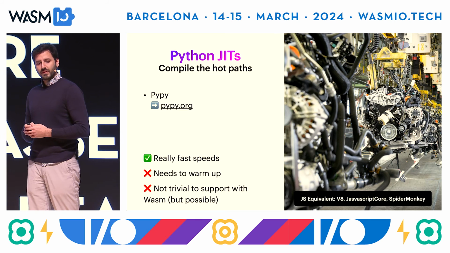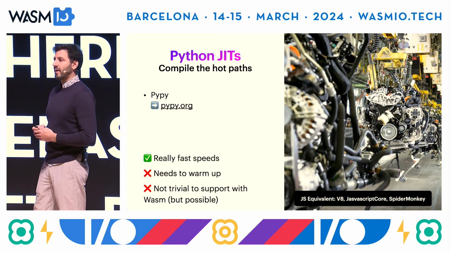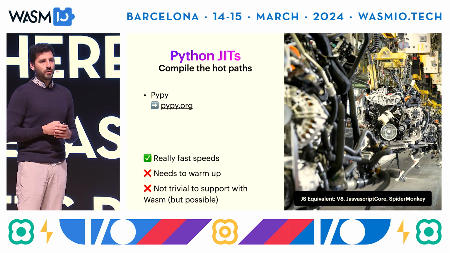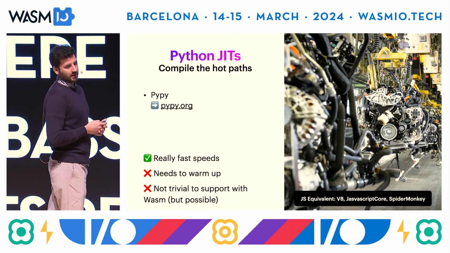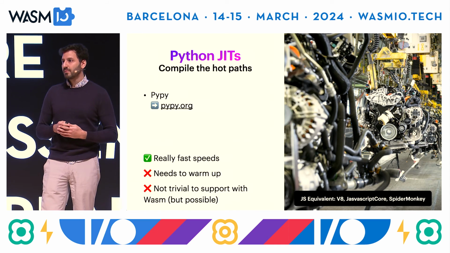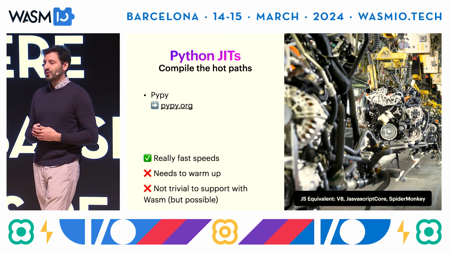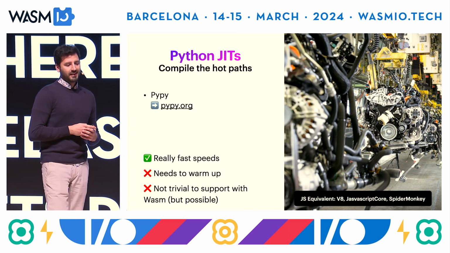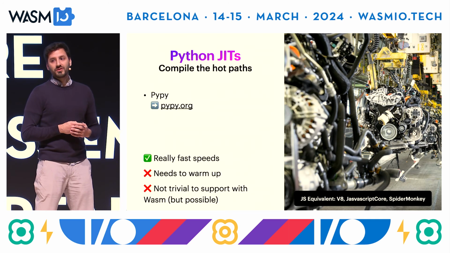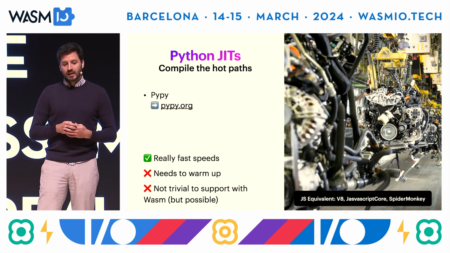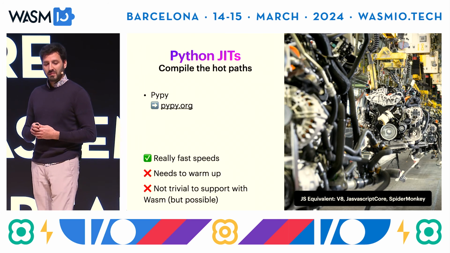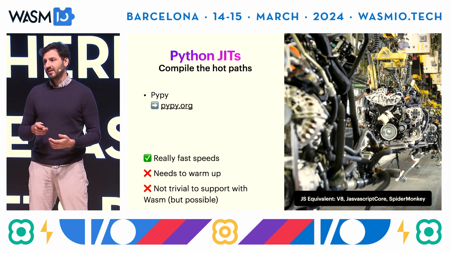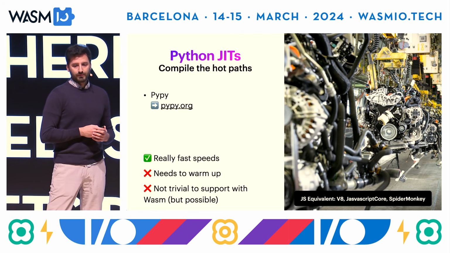Next strategy is using Python JITs. So basically compiling the hot paths that your program is running to then generate assembly code that can run at super fast speeds. The pros are that you will get pretty fast speeds, but there are two cons. First, it needs to warm up, which is not really ideal. And the second one is, even though JITs in WebAssembly are possible, they are not trivial to implement. The JavaScript equivalent here on the runtimes are V8, JavaScript Core, or SpiderMonkey.